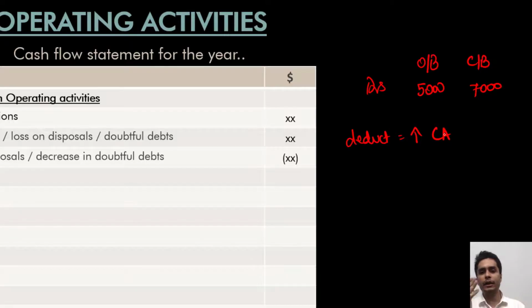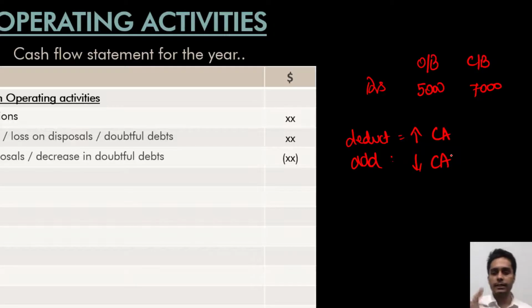Same goes for inventory. Let's say inventory increases from 10,000 to 15,000. What does it indicate? It indicates that 5,000 cash has been spent on inventory, and hence any increase in current asset is always deducted. On the other hand, if I talk about a decrease in current assets, for example, my debtors have decreased from 8,000 to 6,000, it means that I've been able to collect 2,000 extra cash from my debtors during the year. In that case, I will have to add any decrease in my current assets.